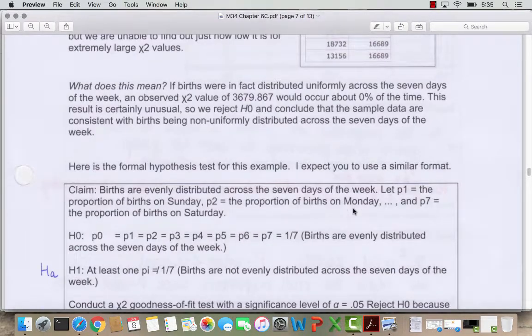So what does this mean? So if births were in fact distributed uniformly across the 7 days of the week, an observed chi-square value of 3,679.867 would occur about 0% of the time, right? Super small values there. This result is certainly unusual, so we reject the null hypothesis and conclude that the sample data are consistent with births being not the same, or not uniformly distributed, across the 7 days of the week.